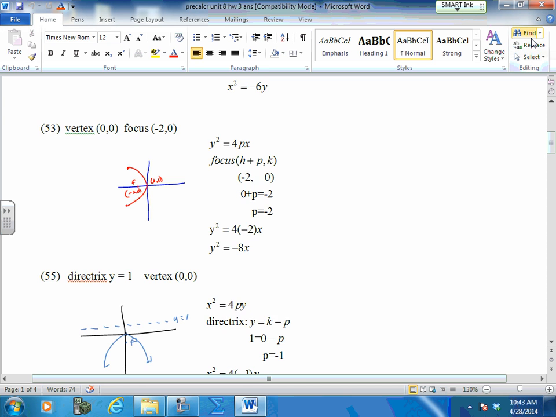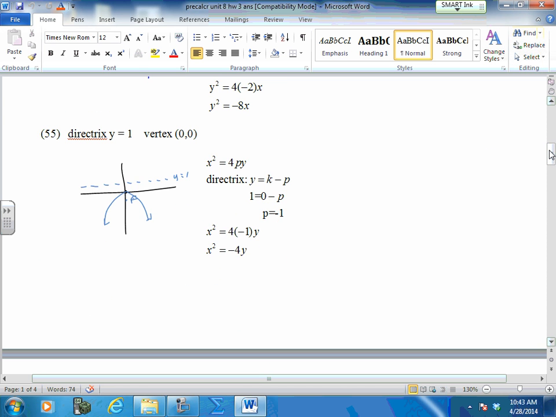All right. It really wasn't that much work involved. Okay, here you're given a vertex. The vertex at (0, 0) is quite nice. You're given a vertex, and you're given a directrix. Now remember, your directrix is the same distance from your vertex as your focus is. We don't care if that part's negative or positive. We're just going to worry about where your parabola is opening.